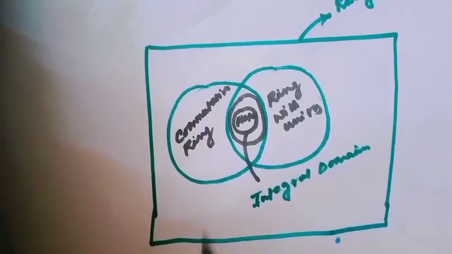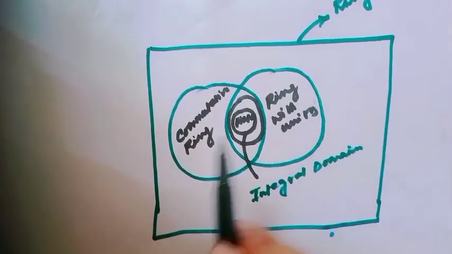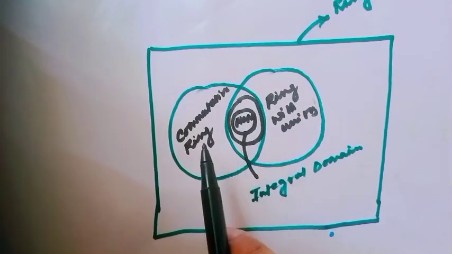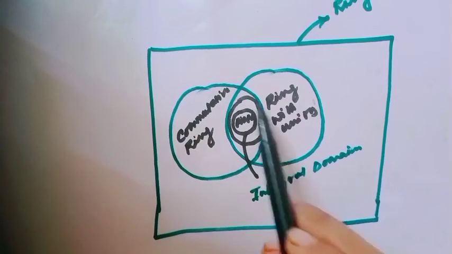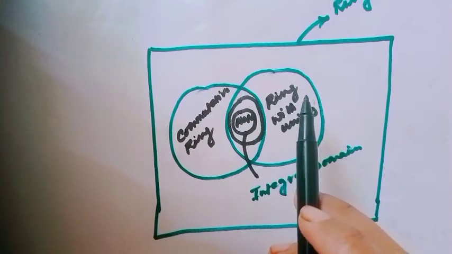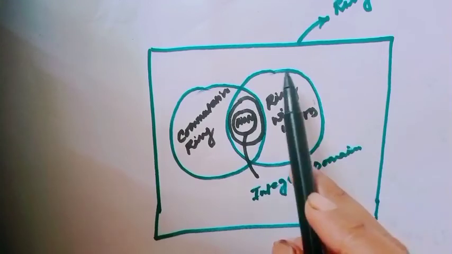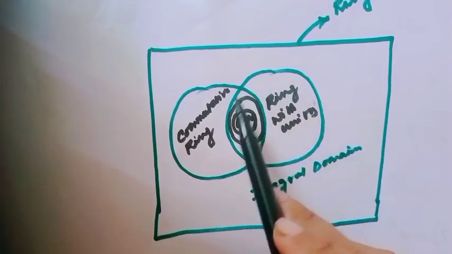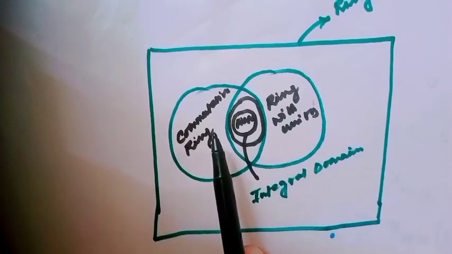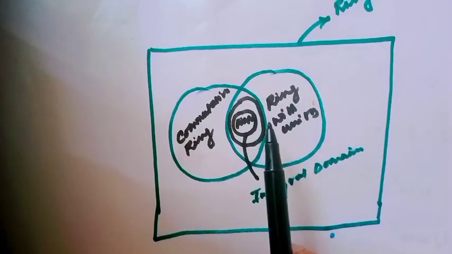This is the diagram of an integral domain. This is the set of all rings, and when the multiplication is commutative, such a ring is a commutative ring, and this part contains all commutative rings. And when a ring contains the multiplicative identity, it is called a ring with unity. This part contains the rings with unity, and their intersection is where the ring is commutative and also contains unity.